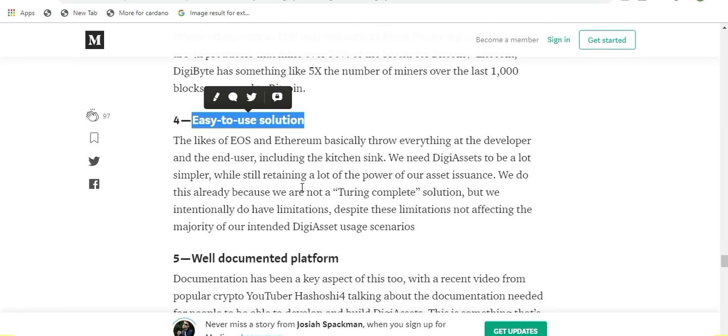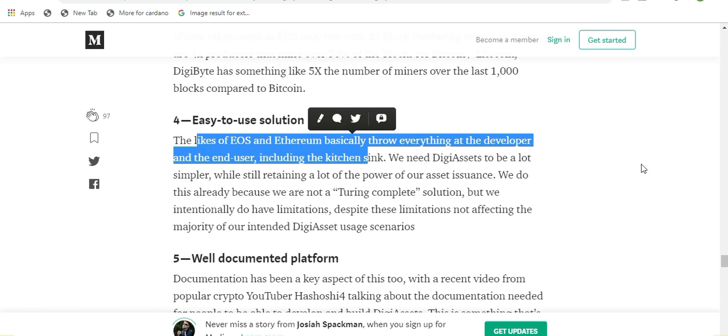Number 4, an easy-to-use solution. The likes of EOS and Ethereum basically throw everything at the developer and the end user, including the kitchen sink.